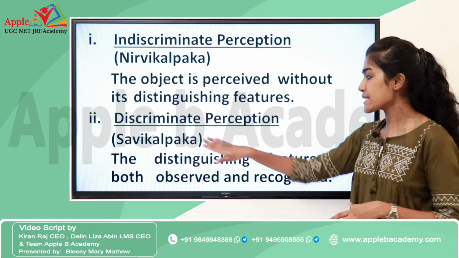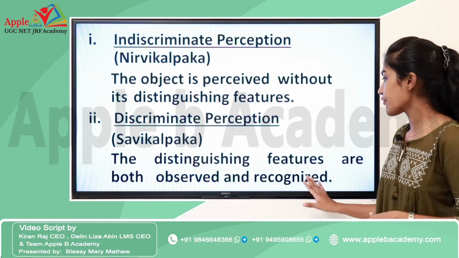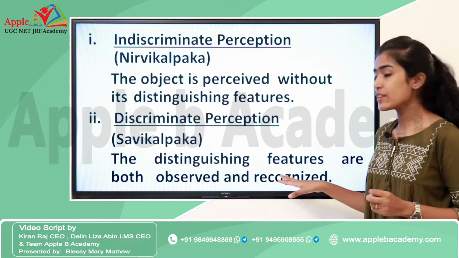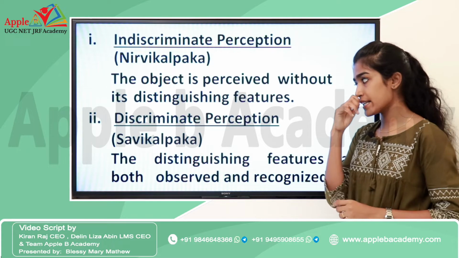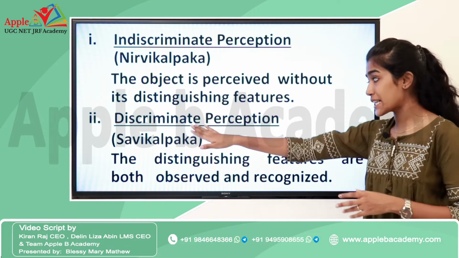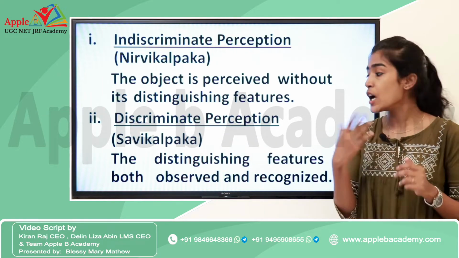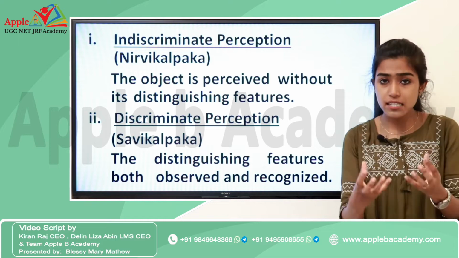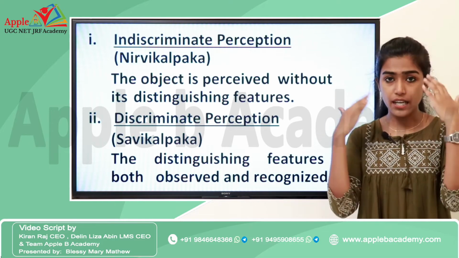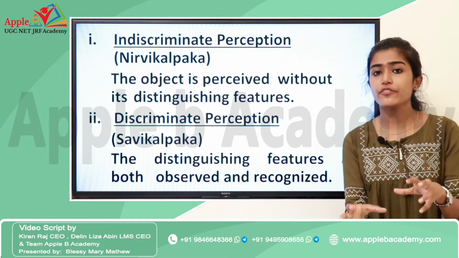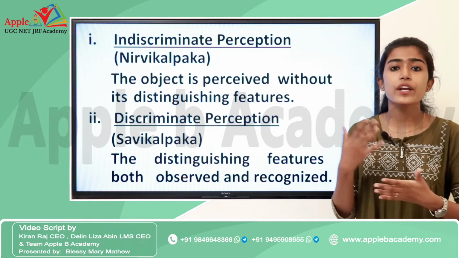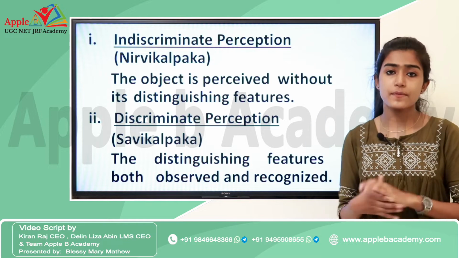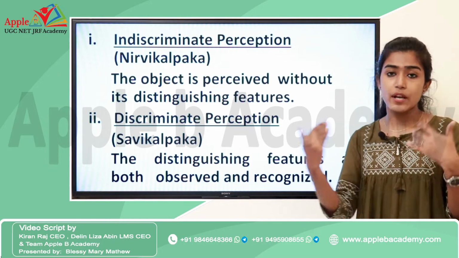So, what happens in savikalpaka? The distinguishing features are both observed and recognized. So, under savikalpaka or discriminate perception, we will be focusing on the features of the things that we are perceiving. We are focusing on how this particular thing is different from others. So, we are going into the details, the concepts that are behind the things that we are perceiving.